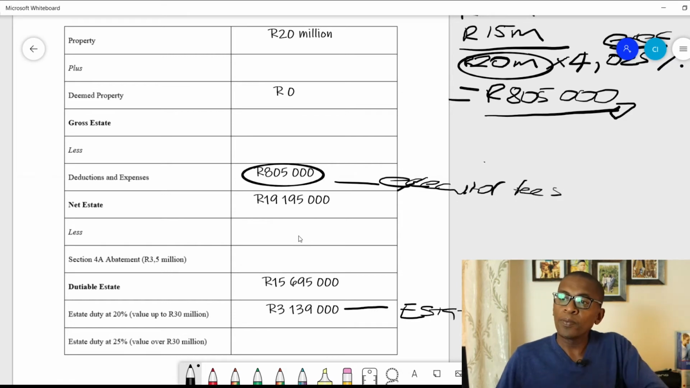So in total, in terms of this estate, you're looking at 805,000 rands, which is the executor fees, plus an additional 3,139,000 rands. That's going to be estate duty.